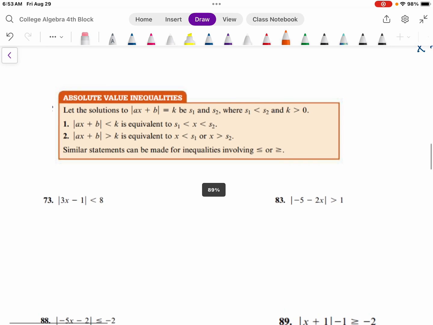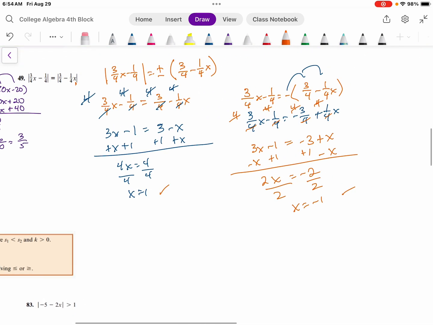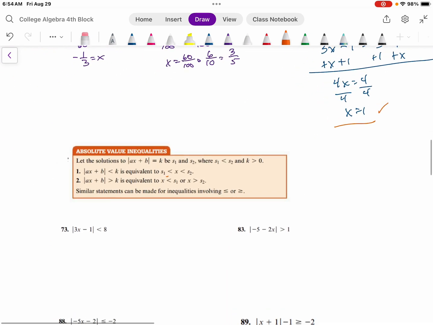So what they're saying here is, let our solutions to the absolute value of ax plus b equal k. We know it's two answers, S1 and S2, where one answer is less than the other. Again, think about it. My last problem I just solved, here is one answer, here's the other answer. One of them is smaller because negative 1 is smaller than positive 1, so that's what that's saying there. And they're letting us know, again, remember, k has to be bigger than 0. So k is a positive number.